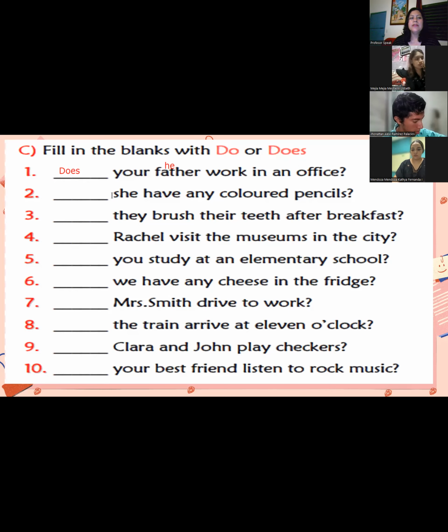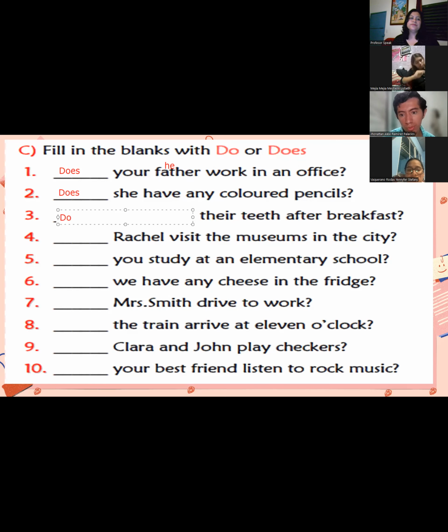He. Number 2 is she. So the correct answer is? Does. Does she have, look class, look at the verb. Does your father work? Does she have, okay? Number 3 is they. So the correct will be? Do.